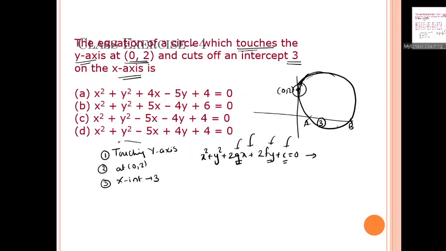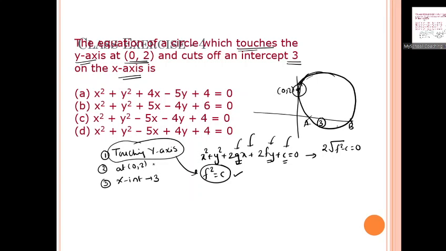So, what is the equation corresponding to the first information? Can you tell me the equation corresponding to this? Touching y-axis means y-intercept is 0. Yes or no? याद है ये? Y-intercept का formula 2 root f square minus c. If this is equal to 0, then f square is equal to c.